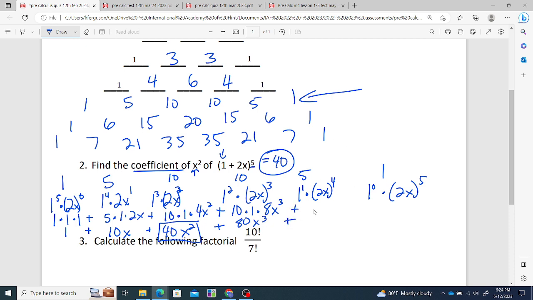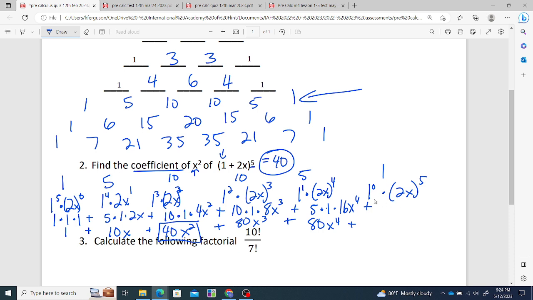Right here, I've got 5 times 1 times 2 to the fourth power times x to the fourth power. 2 to the fourth power is 16. And then x to the fourth power is x to the fourth power. So when I multiply those all out, I get 5 times 1 times 16. Guess what that is? It's 80. So that's 80x to the fourth.